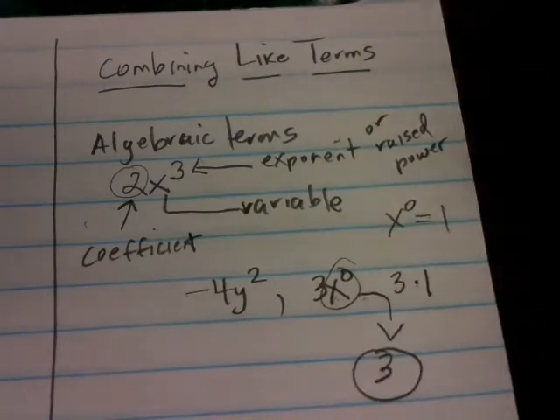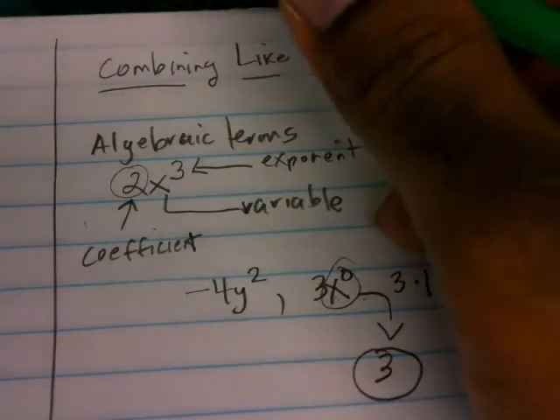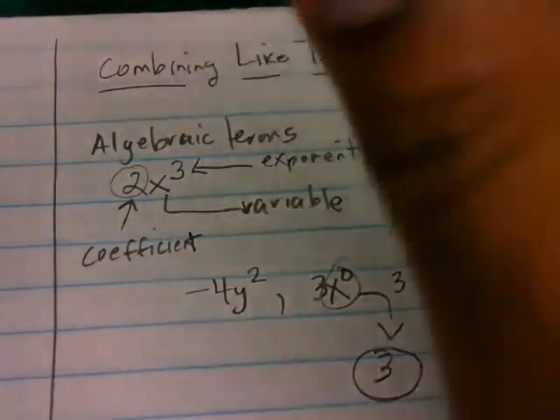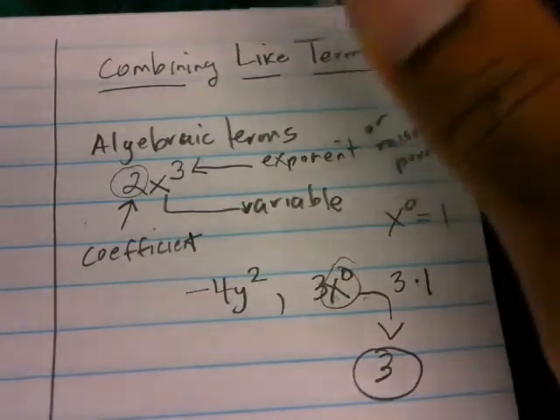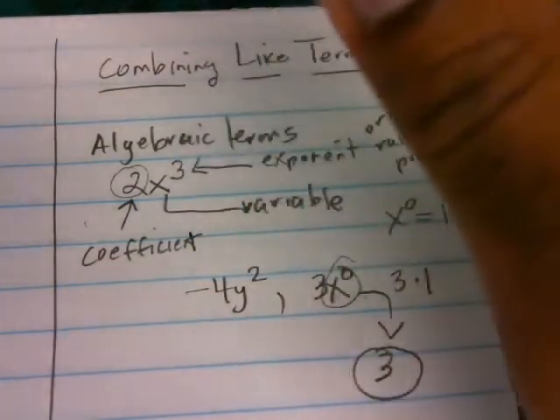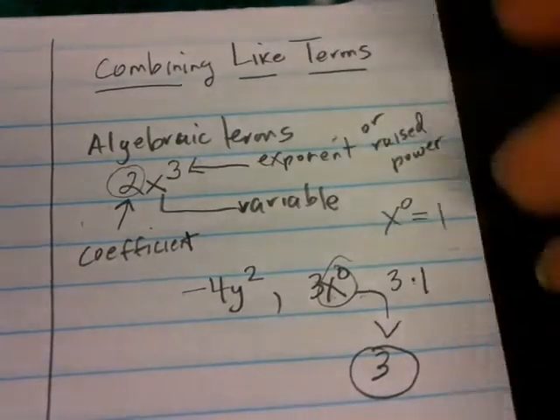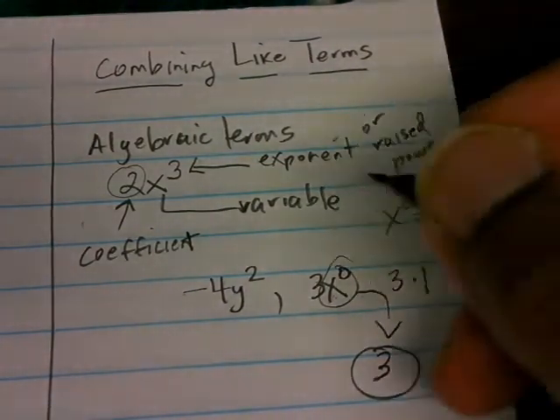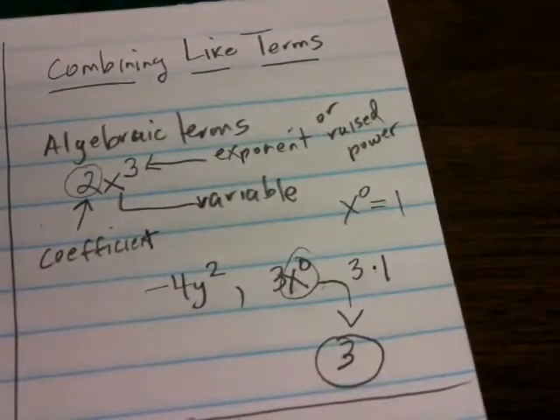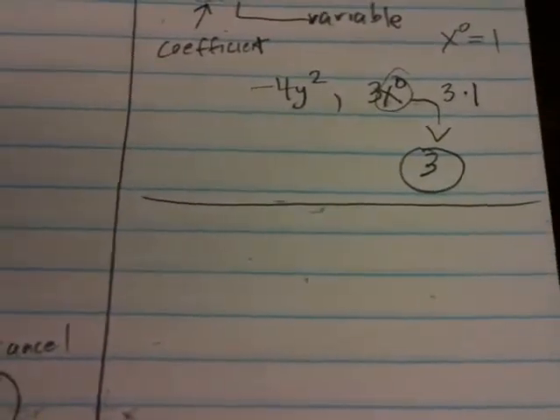So when you have coefficients that do not have variables, they are represented as whatever the variable is raised to the power 0. All right, in a nutshell. All right. Let's combine some like terms in simple operations, just to give you some examples.